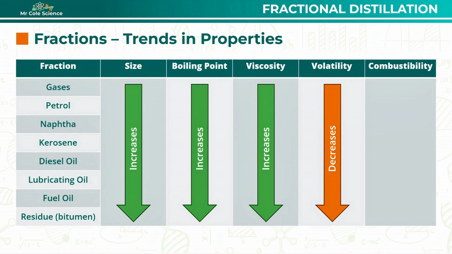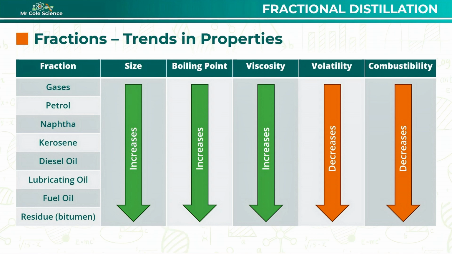Volatile substances evaporate easily, and since the smaller hydrocarbon molecules have lower boiling points, they require relatively little energy to enter the gas phase, making them much more volatile than the larger hydrocarbons. Finally, combustibility also decreases as the hydrocarbon molecules become larger. The smaller hydrocarbons ignite much more readily and also burn much more easily, making them excellent fuels. Larger hydrocarbons are much more difficult to ignite and therefore make less suitable fuels.